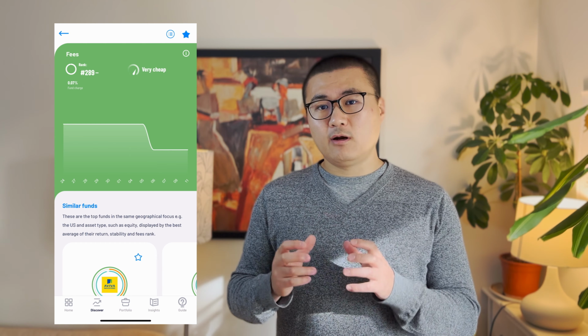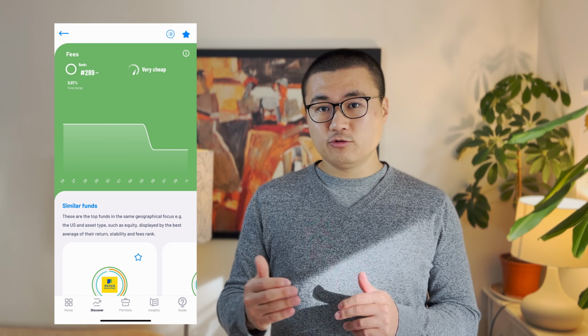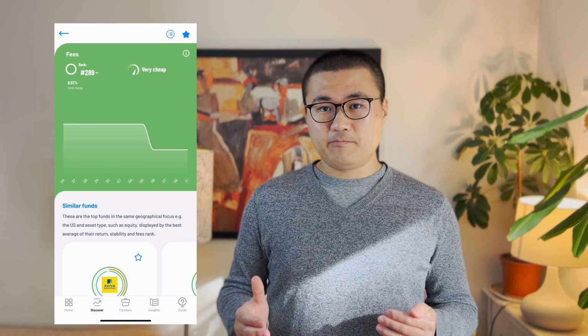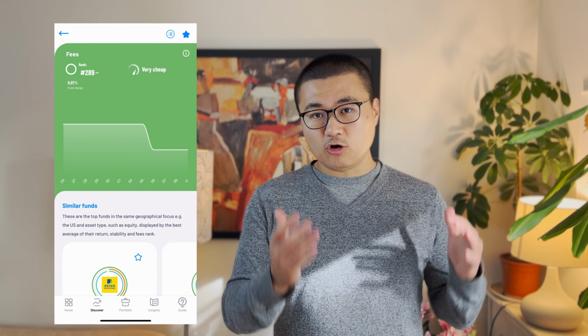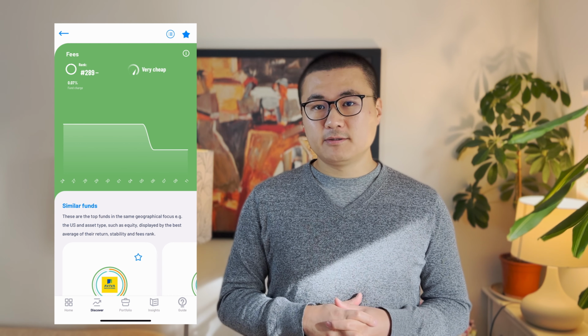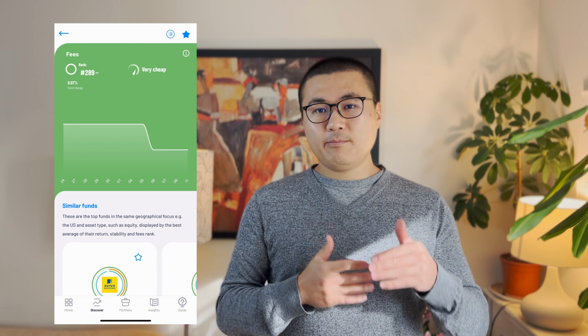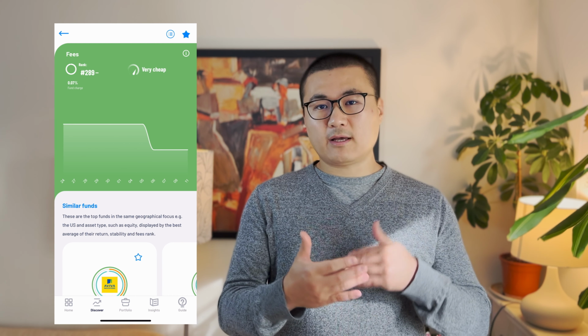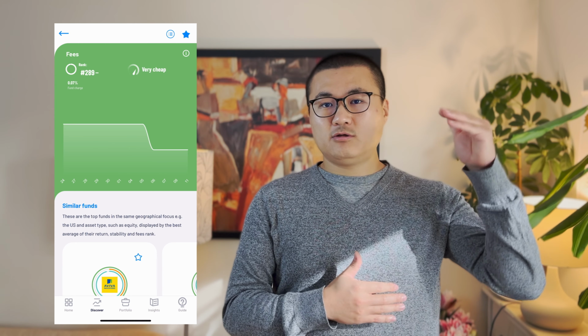And that is a very, very low level, which is almost in the top 2% of all the funds we cover. That is why you see the ring is almost filled entirely, and it has a label of very cheap. And in this case, the cheaper the fee is, the higher the rank is going to be and closer to rank number 1.